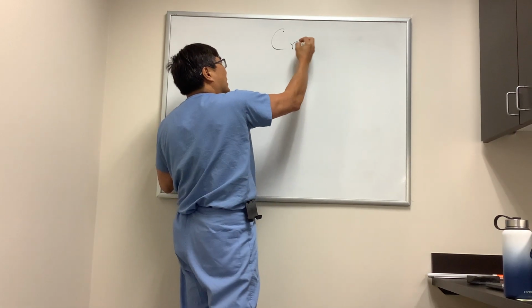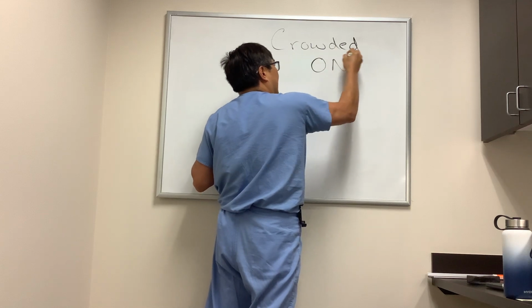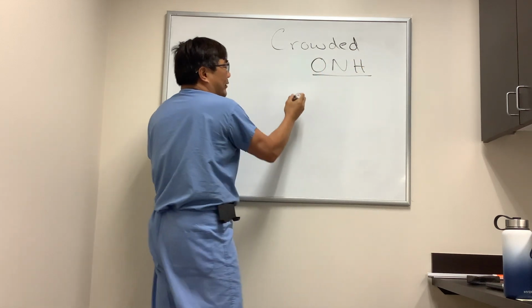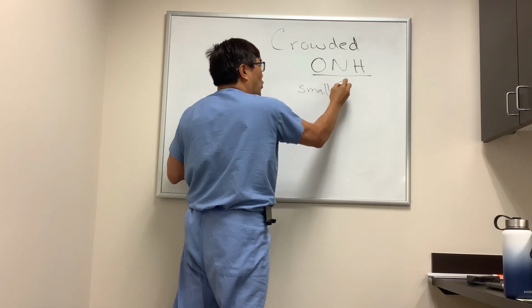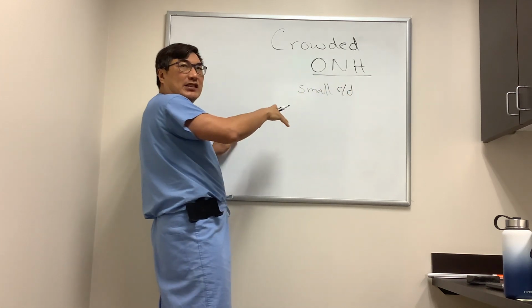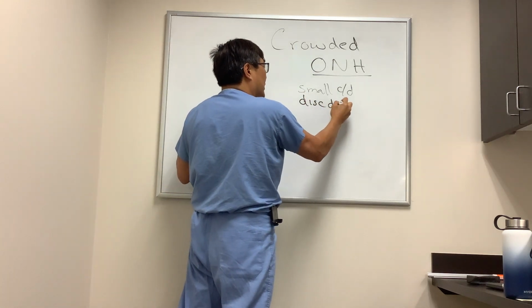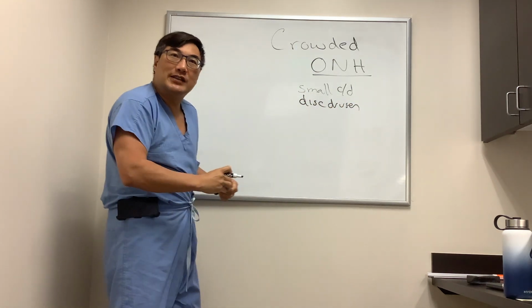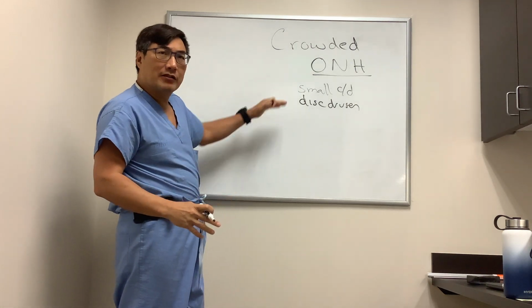Someone wanted to know about the crowded optic nerve head, and by crowded we mean you have a small cup to disc ratio, or there's something in the nerve that's making it cramped, and the most common is disc drusen. It clogs up the whole disc because it's full of rocks, calcified debris that we call disc drusen.